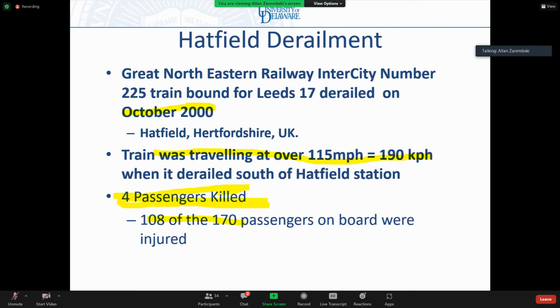In contrast, there was a broken wheel derailment in Germany right around the same time, right around the year 2000, at exactly the same speed, roughly 200 kilometers per hour, and there were 104 people killed in that particular accident. It was the worst accident in German railway history. And it was catastrophic. And we'll talk about that also in January.